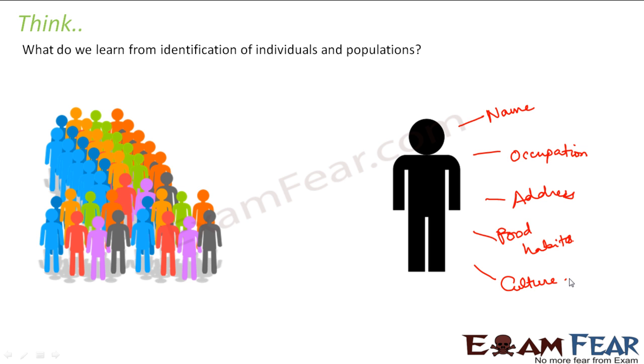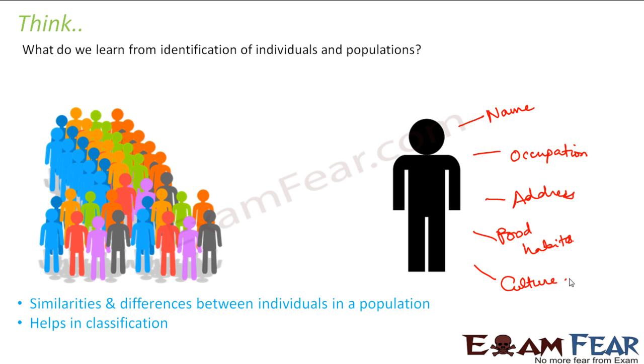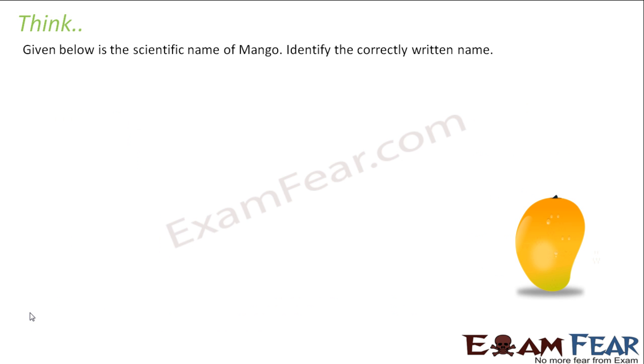So identification plays a very important role. Whenever you want to classify a population, identification of the individuals who together comprise a population becomes very, very important. So similarities and differences between individuals in a population help in classification, because classification is all about grouping organisms based on their similarities and differences. So understanding those similarities or those differences is a very important aspect of identification. Let us look at the next one.